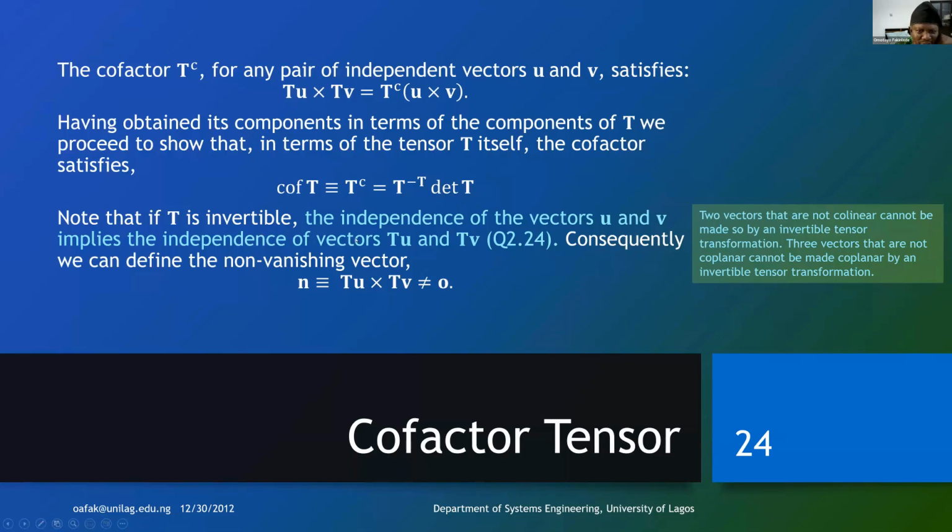If T is invertible and the vectors U and V are linearly independent, then TU and TV are also linearly independent. If you don't know why, go to question 2.24. We have already proved that there. So if U and V are linearly independent, TU and TV are also linearly independent. If TU and TV are linearly independent, what does that mean physically?